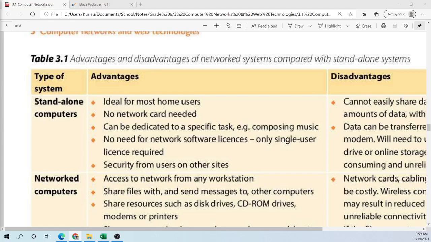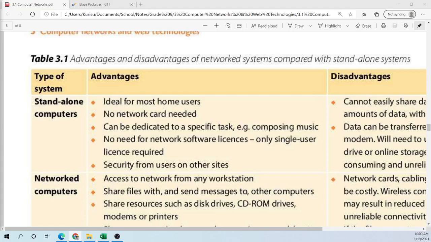So, basically, any device that is not a part of a network, that is a standalone computer. Standalone in terms of the network, it is by itself, not connected to a network. So, what's the advantage of a computer not connected to a network, a standalone computer?